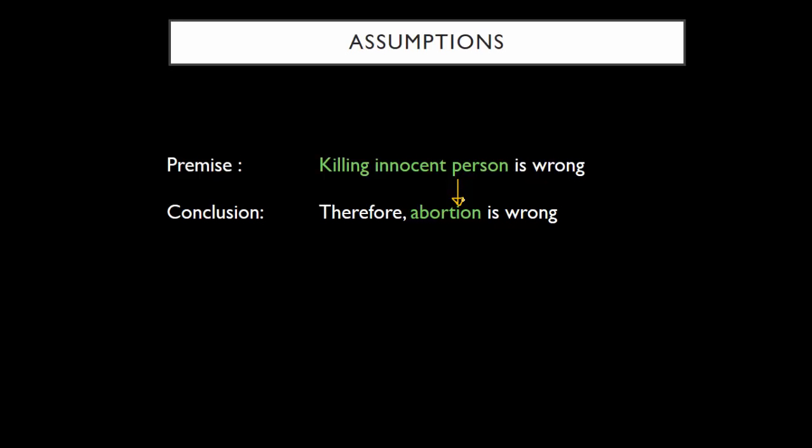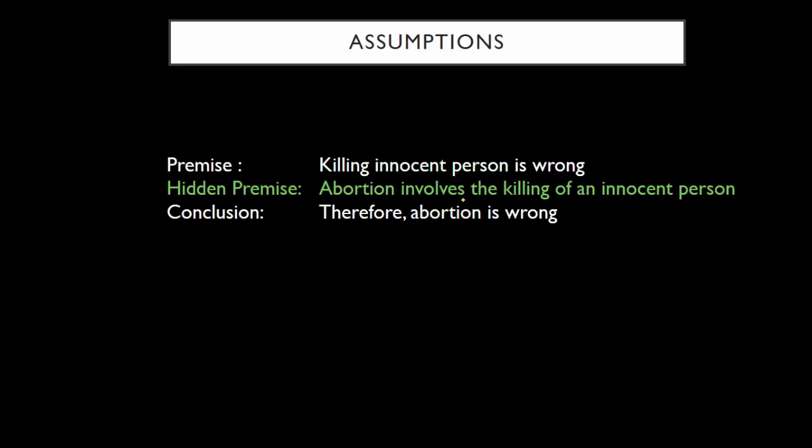It's like the author missed something. The person making the argument missed something. And to make this argument valid, let's correct him and tell him that he missed this particular premise. Killing an innocent person is wrong. Abortion involves the killing of an innocent person. Therefore, abortion is wrong. When you now look at this argument, it looks pretty strong and valid. Right? So this hidden premise, ladies and gentlemen, is what assumptions are.